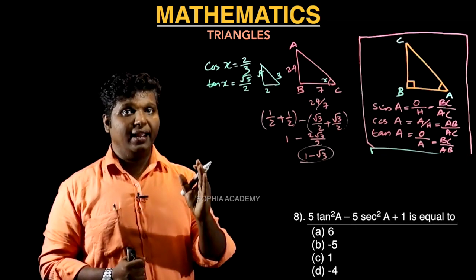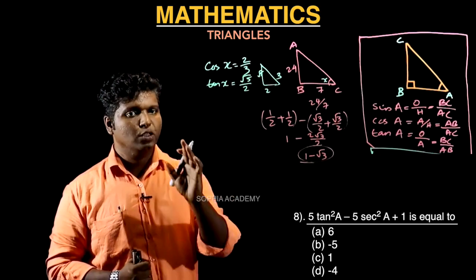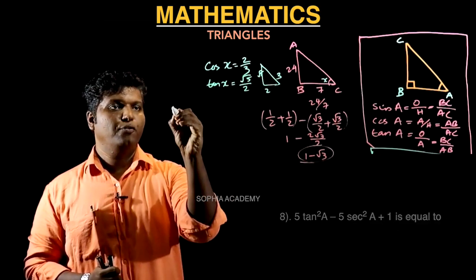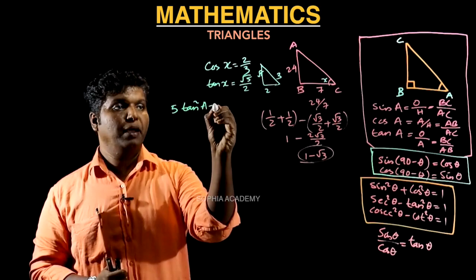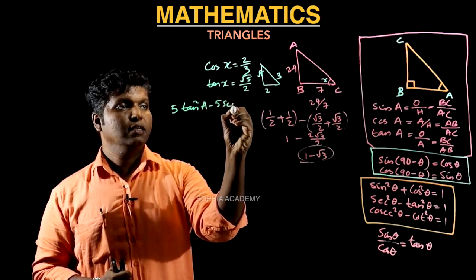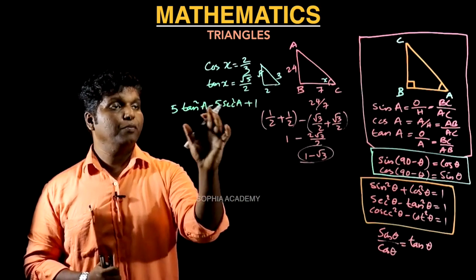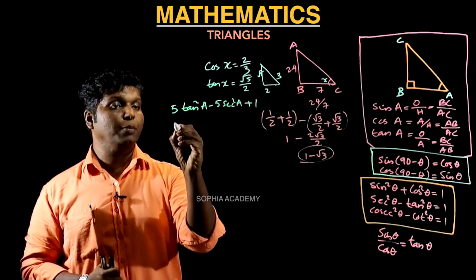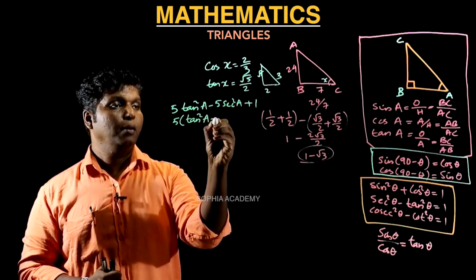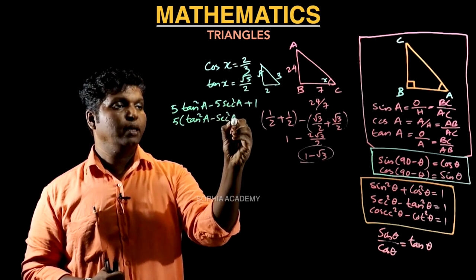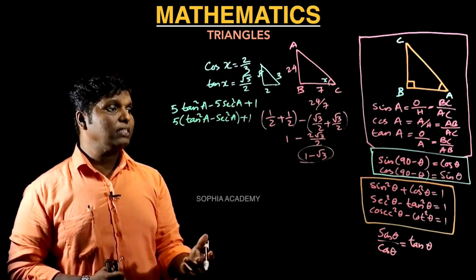5 tan square a minus 5 sec square a plus 1 is equal to. So let me write that one. 5 tan square a minus 5 sec square a plus 1. So from first both of this thing, 5 is common. Let me take the 5 as common. So it will become tan square a minus sec square a plus 1. Tan square theta minus sec square theta.